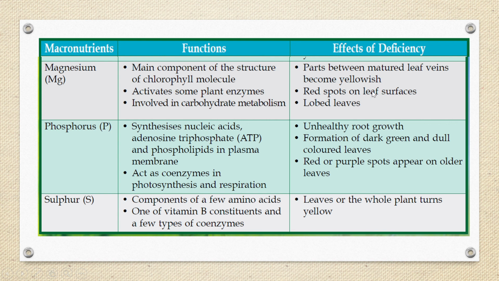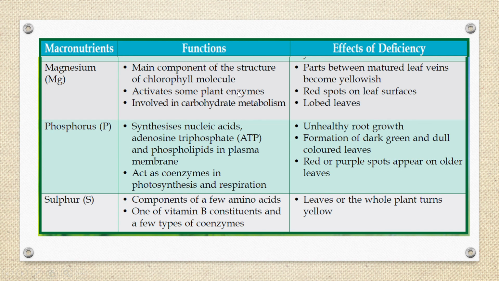And some of you get to see those leaf surface having red spots, and the leaves appear to be low. Now this is telling us a message that the plant is now in the condition of lacking in this magnesium nutrient. Okay, so the function itself here, it is the main component of the structure of chlorophyll, and that's why you see the condition here yellowish.